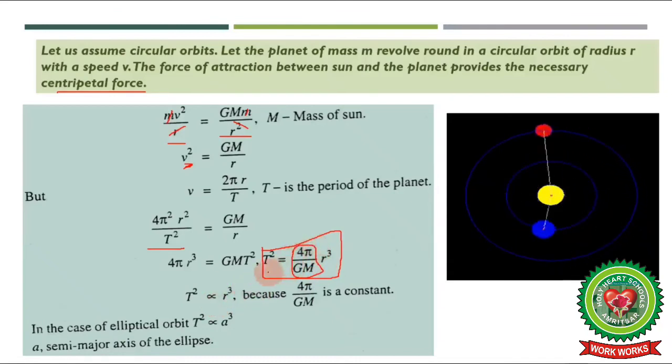We can write this equation as T square is proportional to r cube, where 4 pi square divided by GM is a constant. So in case of an elliptical orbit, T square is directly proportional to a cube, where a is the semi-major axis of the ellipse. So this is the proof of Kepler's third law of planetary motion.